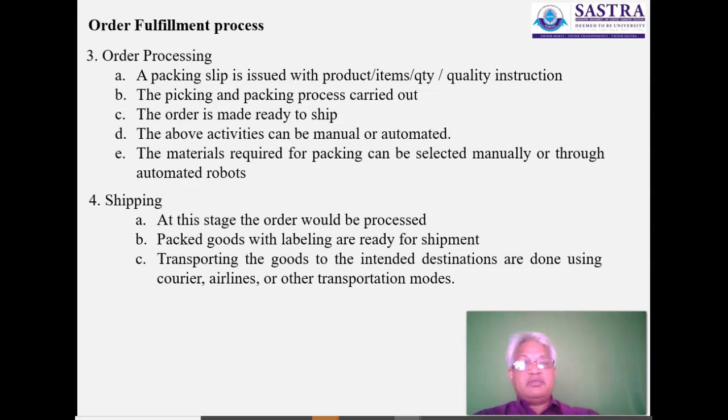These activities for order processing can be done manually by some companies in their warehouses, but in modern warehouses, normally these things are automated. In fact, even selection of the product for the packaging purpose is done through automated robots. That means it can easily identify, based on a certain numbering system, where the product is on the shelf, and the materials required for packaging can also be selected through automated robots. Such is the level of automation.